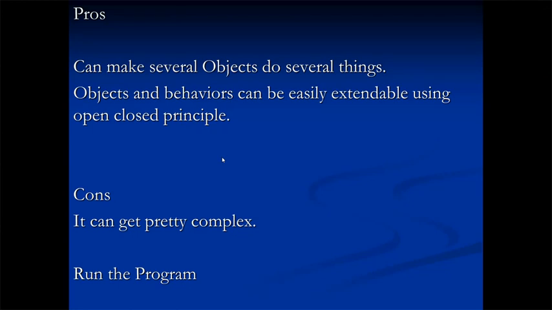So that's the power of this thing. It can make several objects do several things. Objects and behaviors can be easily extendable using the open-closed principle. If you need to add a new shape or new vendor, you can add it on the left hierarchy. If you need to add more products, more behavior, more colors, you can add it on the right-hand side. So it's easily extendable.